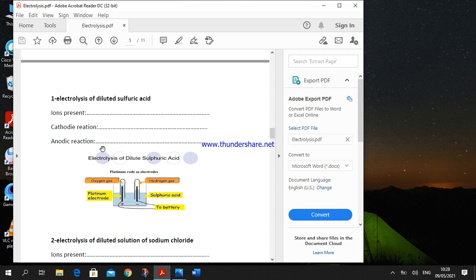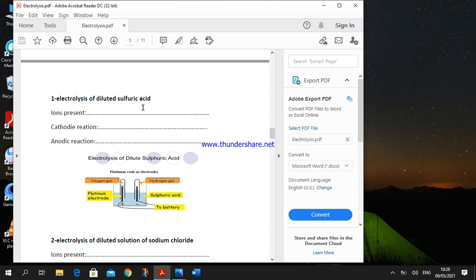So let's start with the first example, electrolysis of dilute sulfuric acid. Sulfuric acid, its chemical formula H2SO4. So the ions present are hydrogen positive ion, sulfate negative ion, and hydroxide negative ion. Cathodic reaction at the cathode, what happened? Hydrogen positive ions are attracted to the cathode, so at the cathode, they are reduced by gaining electrons and change into hydrogen gas, H2.